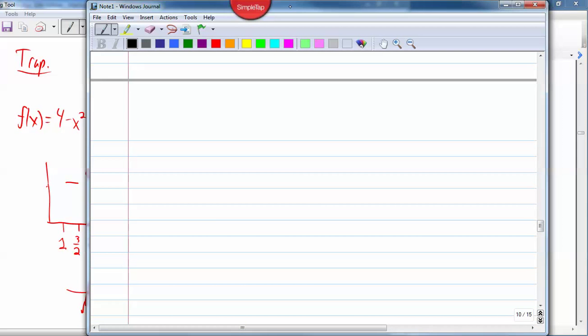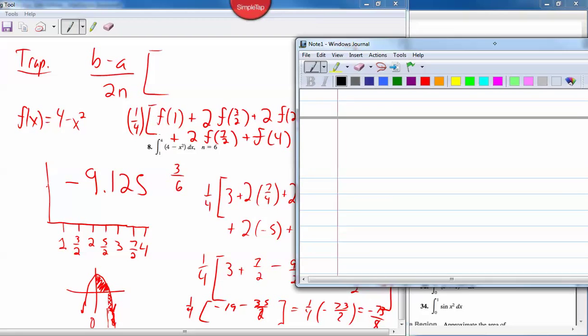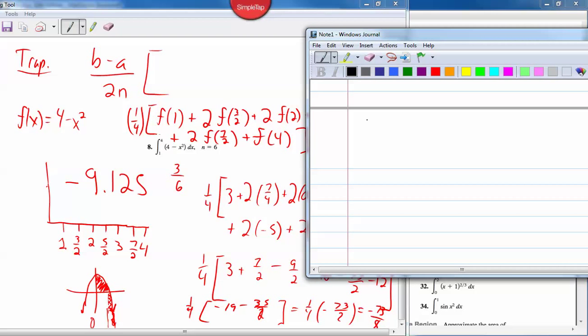Okay, so let's do the same problem with Simpson's rule. The outside is b minus a over 3n, so 3 times 6. And it wasn't 1 on top, it was what? It's b minus a. Don't always just go along with what I say. I may be wrong. So that's 4 minus 1, so that's still 3. So you see there's going to be a 1/6 on the outside.